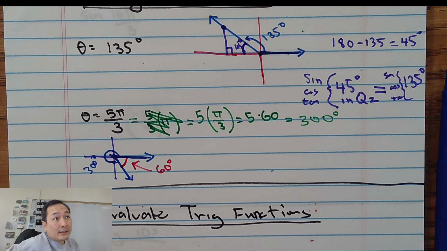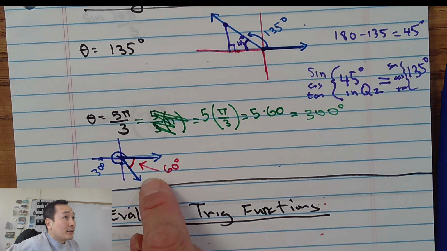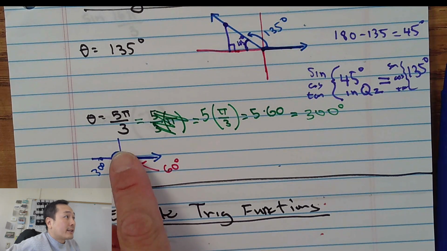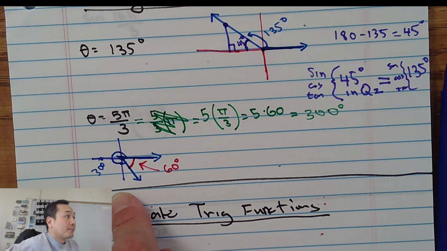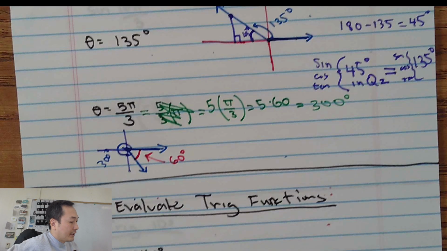That makes sense? Remember, in my 4th quadrant, my x is positive, my y is negative, right? So the 6 trig functions will follow those signs. All right? That makes sense? That's how you find the reference angle.